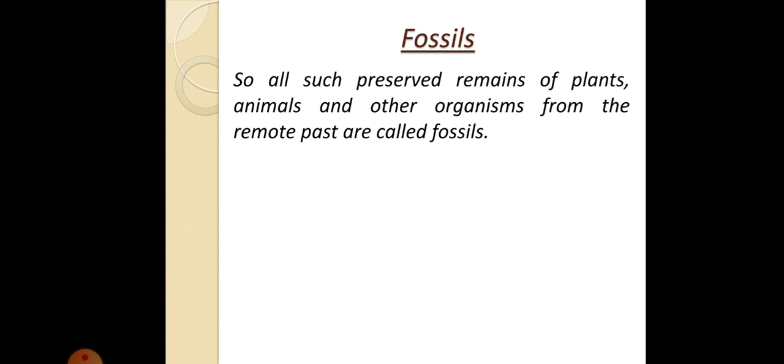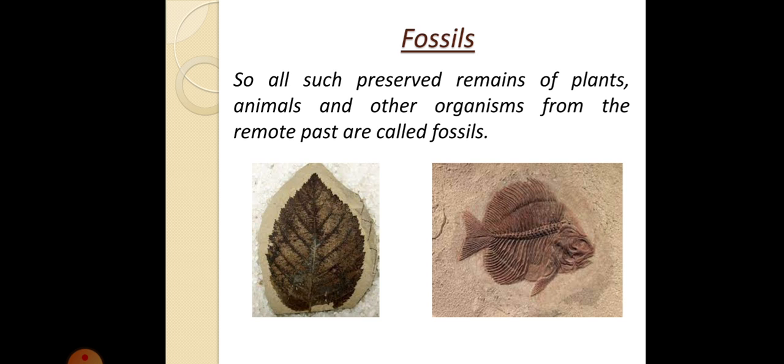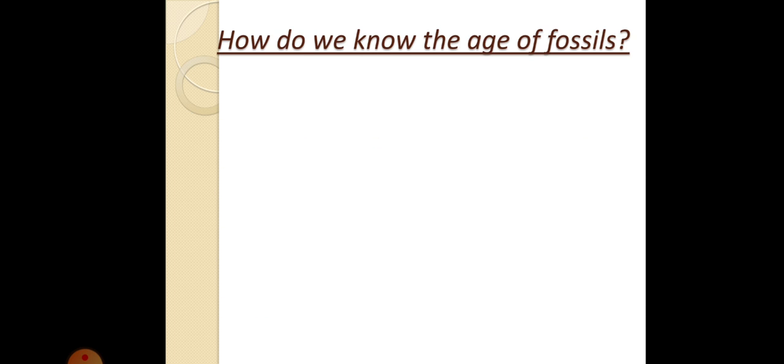Now, all these preserved remains of plants, animals and other organisms from the remote past are called fossils. So if the body of the organism doesn't decompose, it is left as such. Those preserved remains of either plants or animals or any other organism are called fossils. Now, how do we know the age of the fossils? How can we tell how old a fossil is?